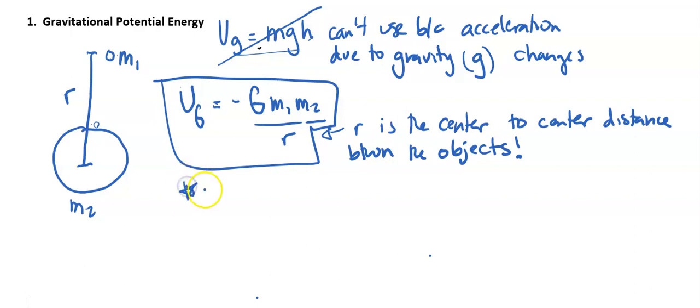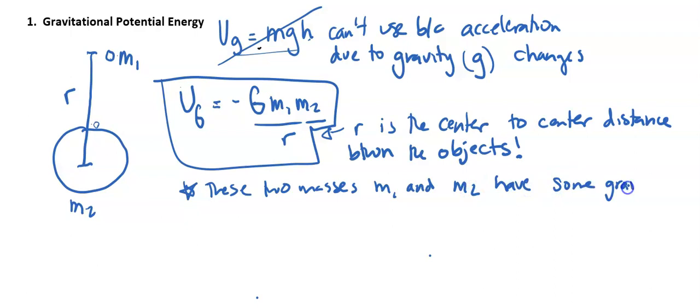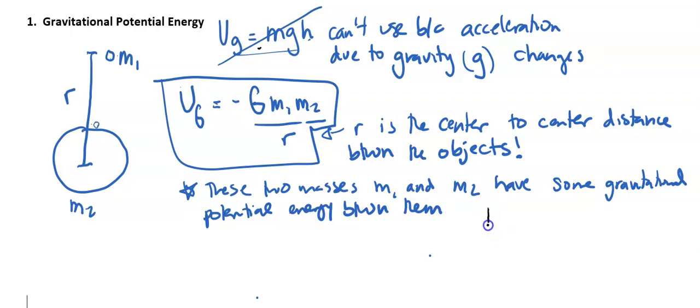Cool. And I want you to think too, these two masses, m1 and m2, whatever they are, have some gravitational potential energy between them. So keep that in mind. Now what I want you to do is take a guess. If we were to graph the function U, gravitational potential energy, based on r, I want you to guess what that graph would look like, and then check back in on the video. After you've done the graph, let's chat about it together.